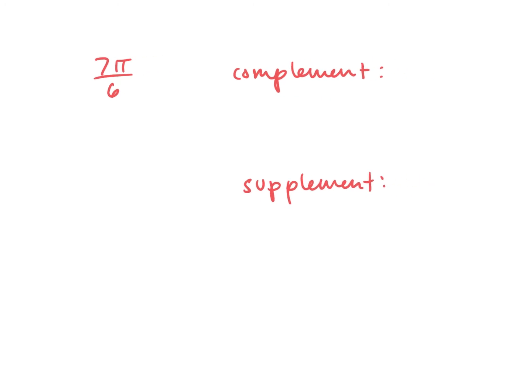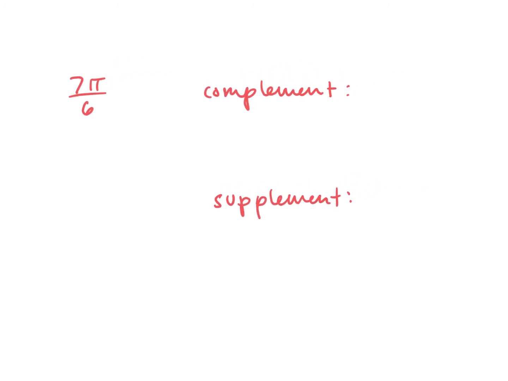How can I find the complement? I could convert it to degrees, but I can also subtract. Complement adds up to what? 90 degrees, but in radians that is pi over 2. So subtract from pi over 2 the angle that's given to you, which is 7 pi over 6.